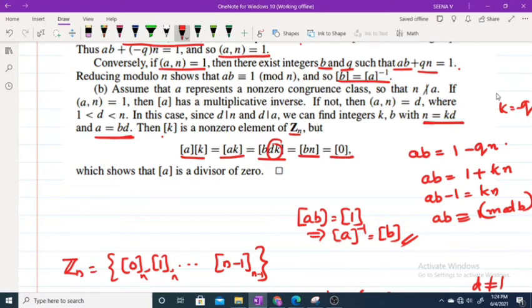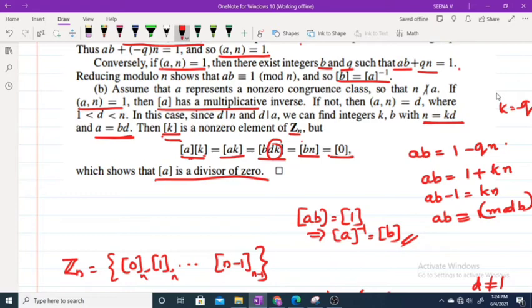So a into k is a non-zero element in Z. Okay, so a into a non-zero element must be equal to 0 means a is a divisor of 0. Once again, if a represents a non-zero congruence class, that is, n does not divide a. If the GCD of a and n is equal to 1, then clearly a has a multiplicative inverse.